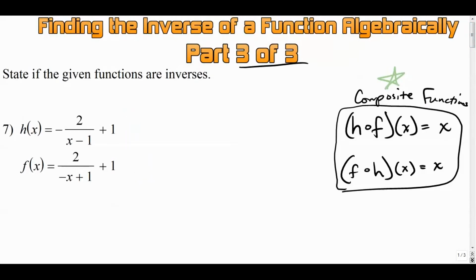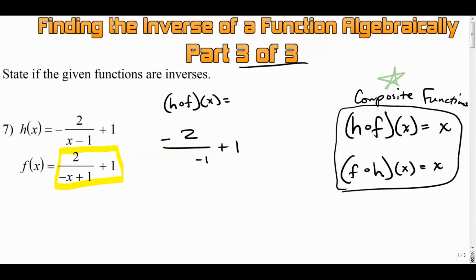But let's say we didn't want to do that. Let's say we wanted to compose them. So when we compose, let's do this composition first in this order. We're going to write h, so it's -2 over x minus 1. But the x in this case, we want to replace with this whole thing right here.